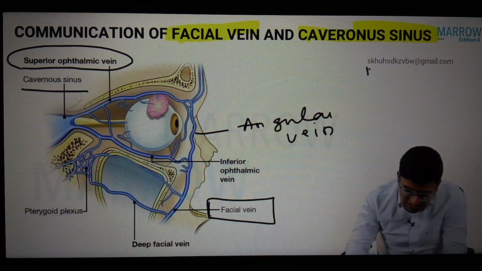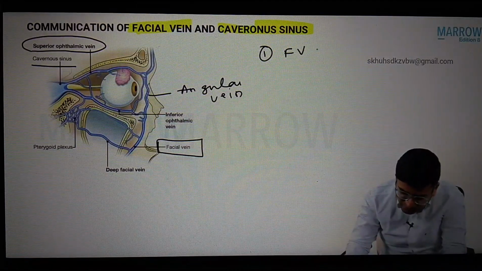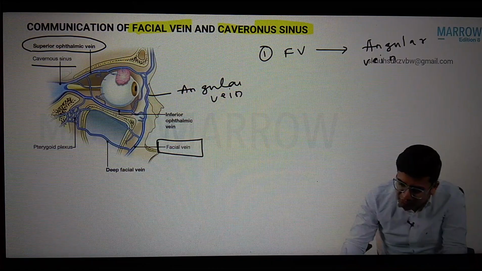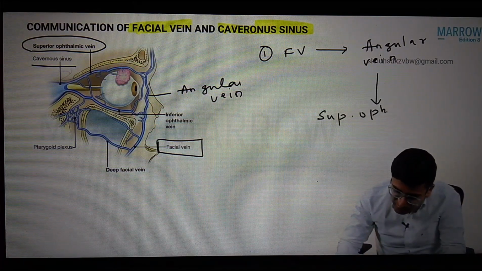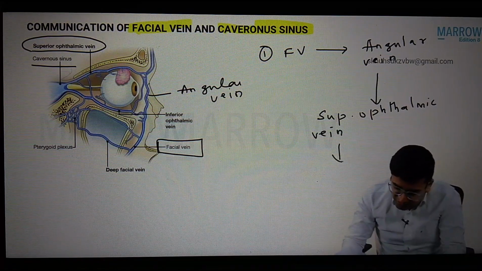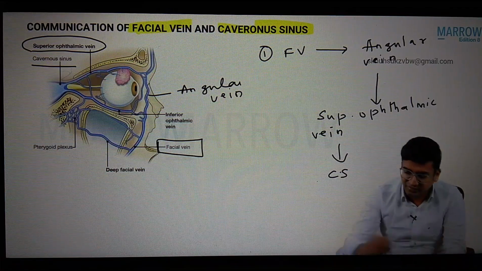So first communication is from facial vein, angular vein. Now from angular vein to the superior ophthalmic vein. So from superior ophthalmic vein to cavernous sinus. This is one route. Okay.